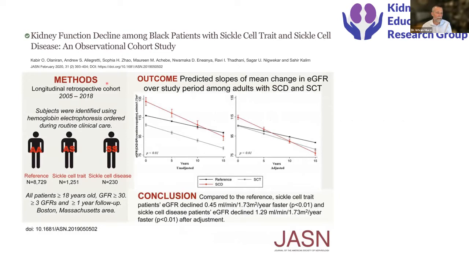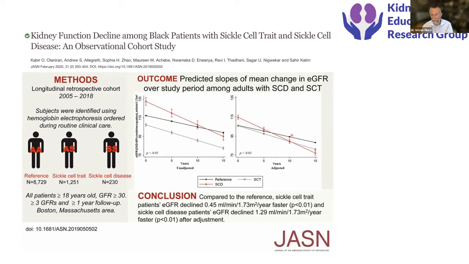This was a study recently published. It included about 10,000 individuals. Many of them were healthy African Americans, and there were more than 1,000 patients who had sickle cell trait, and more than 200 who had sickle cell disease. The two graphs depict the decline of kidney function in different ways, but basically the red line indicates people who had sickle cell disease. And as you see, the decline in kidney function is the fastest for them.